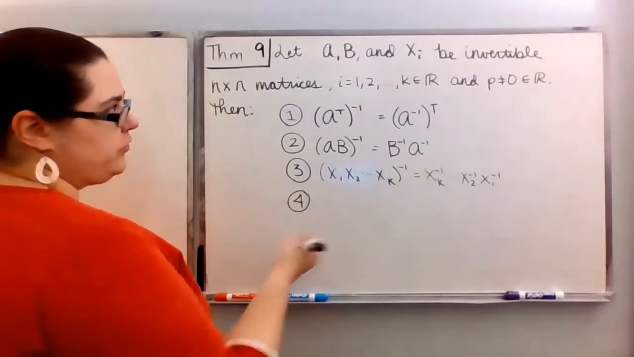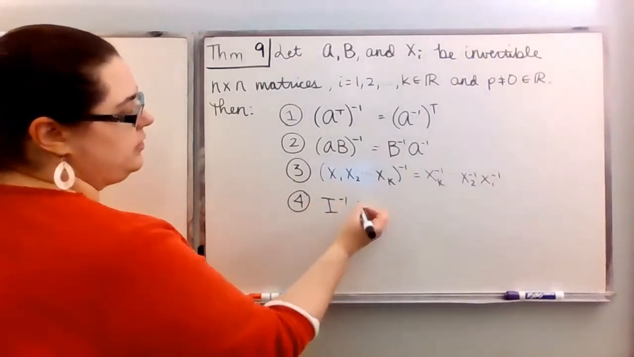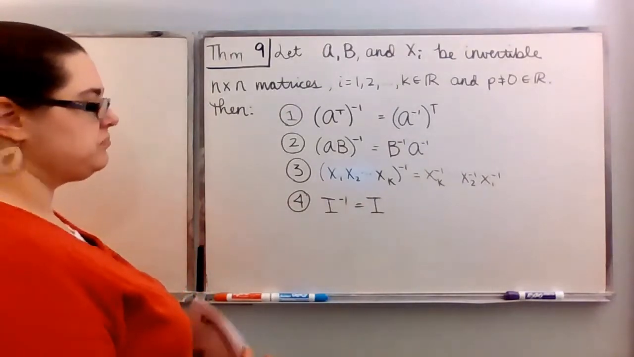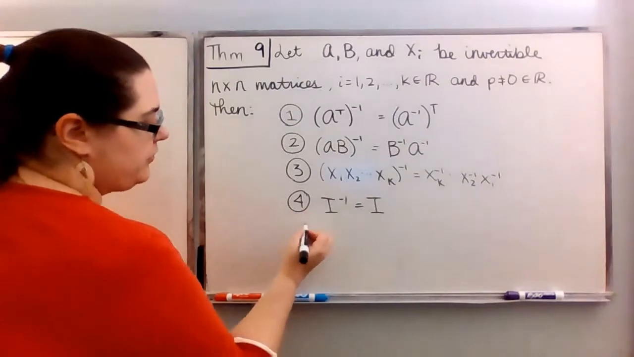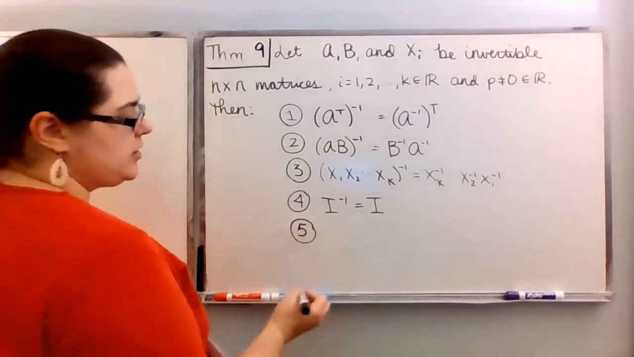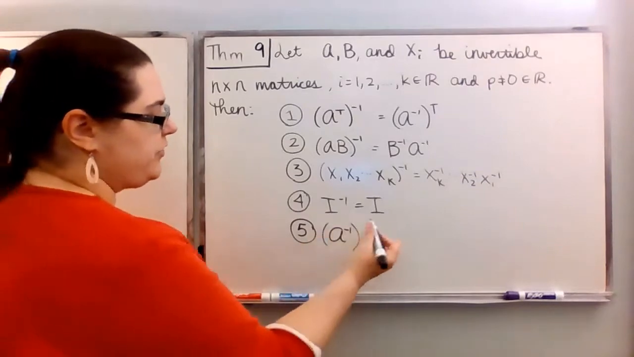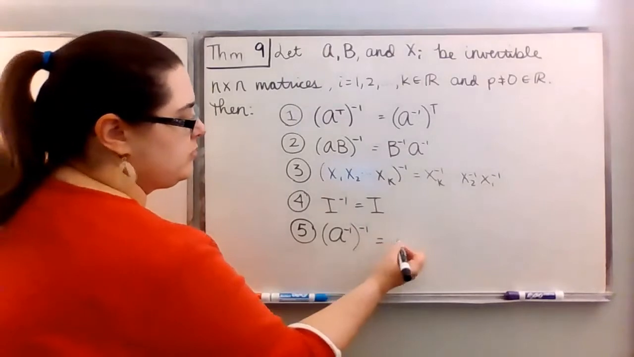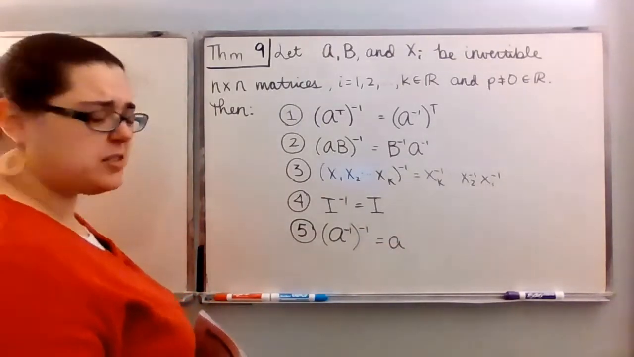The fourth property states that the inverse of the identity is the identity. Number 5 states that if I have the inverse of a matrix and I wish to find its inverse, right? So the inverse of an inverse, that's going to give me just the matrix back again. That makes sense.